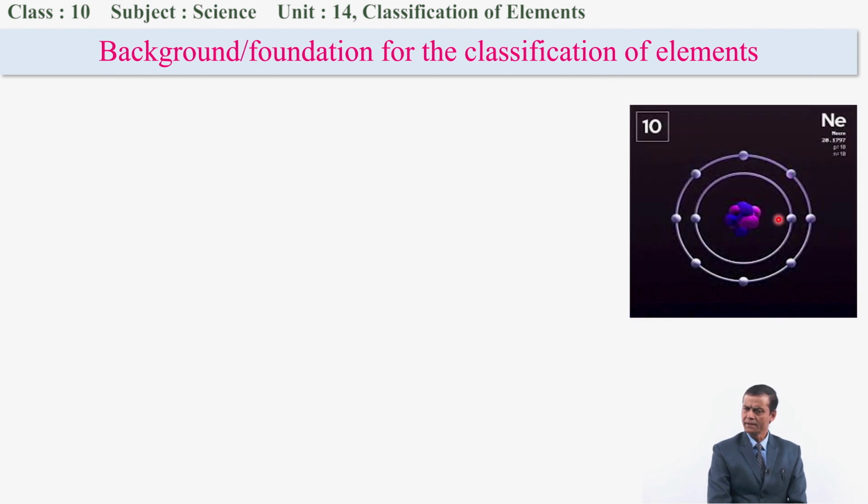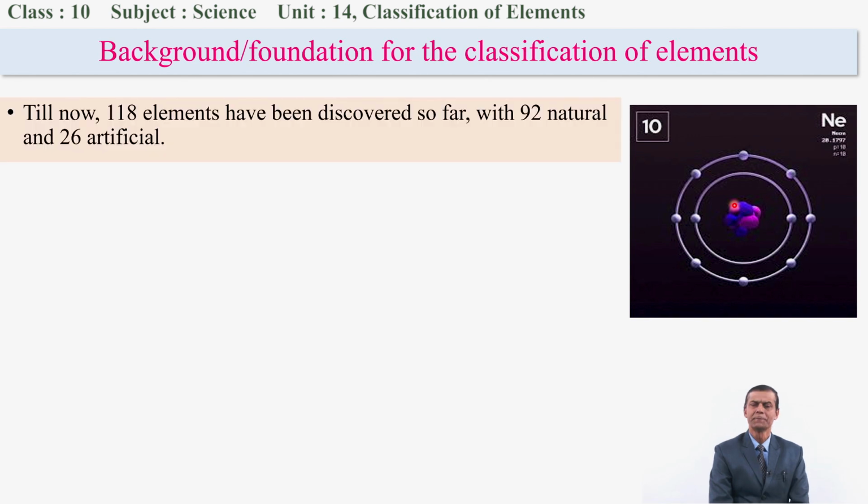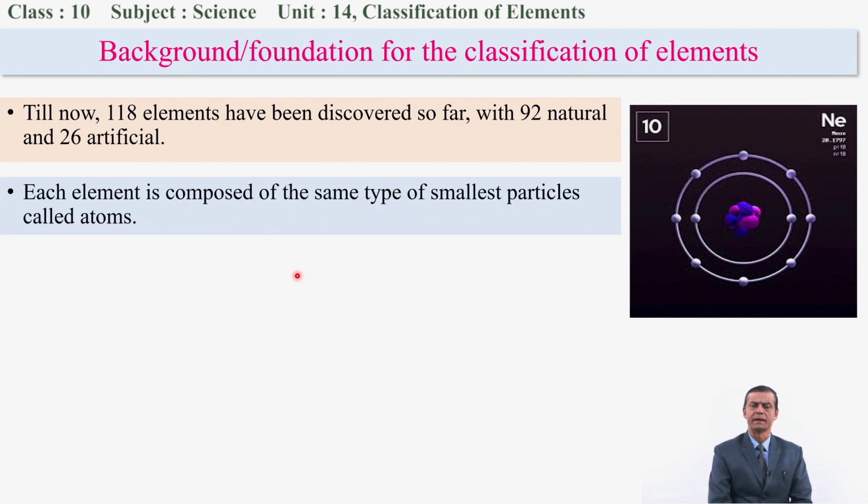Look here, this is one element, which element you try to identify. And talking about the background, till now there are altogether how many elements? 118 elements have been discovered so far, with 92 elements natural and 26 elements artificial. They are artificially discovered in the lab by scientists.